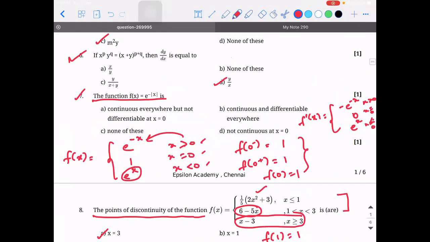For x greater than 0, if you substitute, what will you get? You will get minus 1. At x is equal to 0, derivative is 0. At x less than 0, you will get plus 1. So the three are different values. So what can you conclude? It is continuous everywhere, but not differentiable.